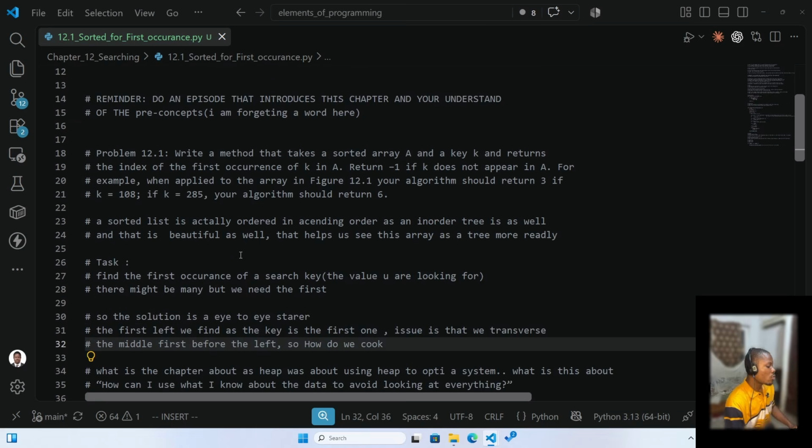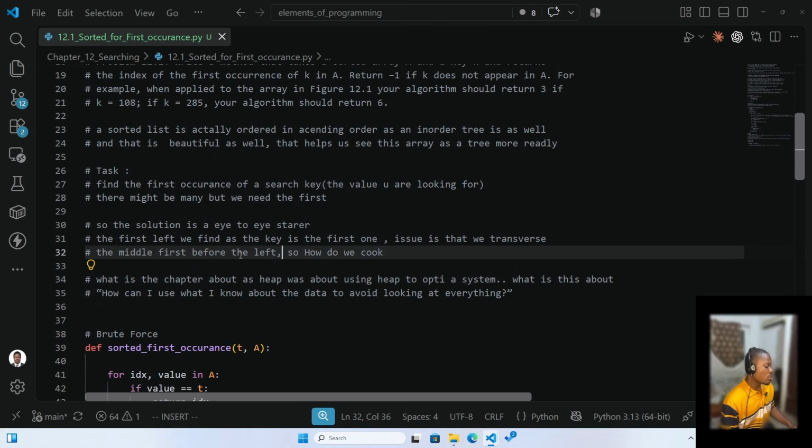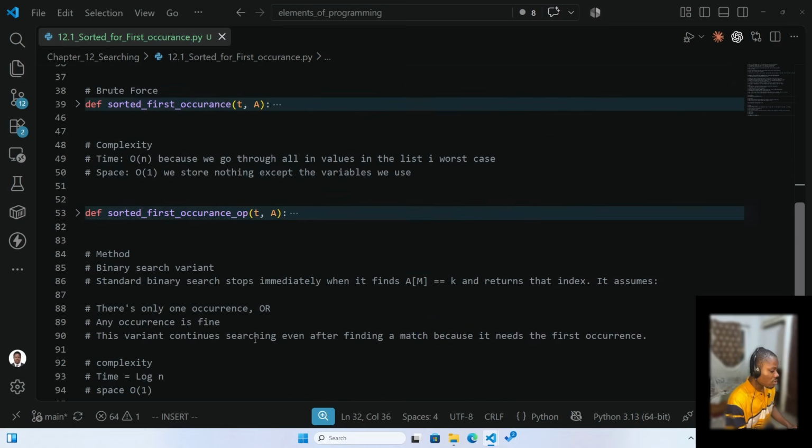So that's it for the introduction. We're going to get into the brute force, then into optimization, and then we see how the chapter goes.